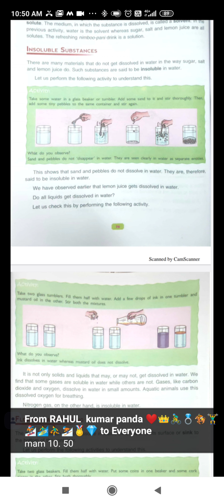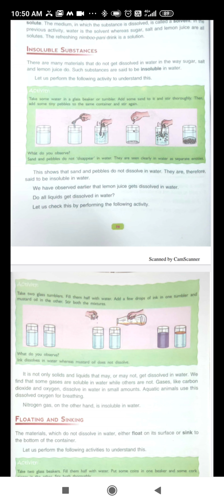Ink dissolves in water, whereas mustard oil does not dissolve. Okay, so if we talk about the liquids, mustard oil does not get dissolved in water. Again, give me time. I will bring one more glass of fresh water, and I will show you with mustard oil. Is it soluble in water or not? Okay.